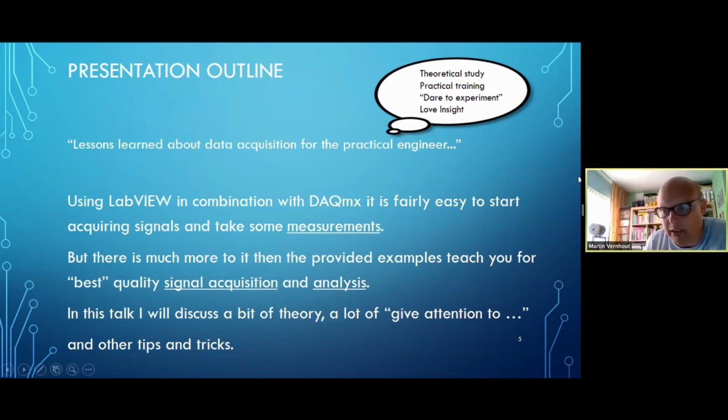Everybody, or most of you, might already have used DAQmx, the data acquisition driver from National Instruments. It's fairly easy to start acquiring signals and take some measurements. There is much more to taking a measurement. We talk about quality, about what you're trying to accomplish, what you gain from it. And in this talk, I will definitely discuss a little bit of theory, and give a lot of attention to tips and tricks. They are on a lot of slides actually.